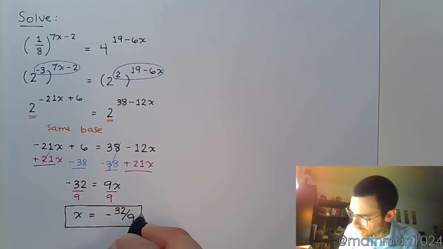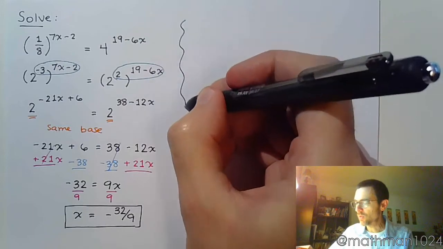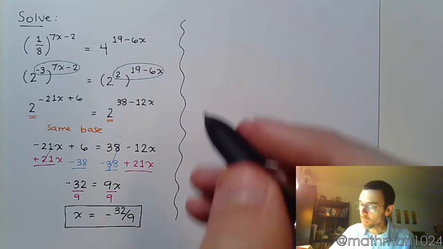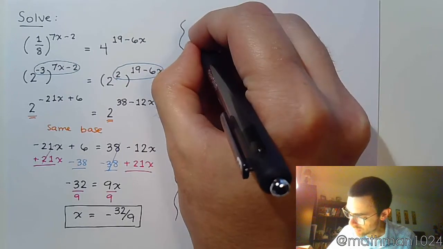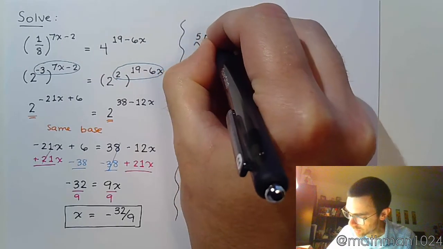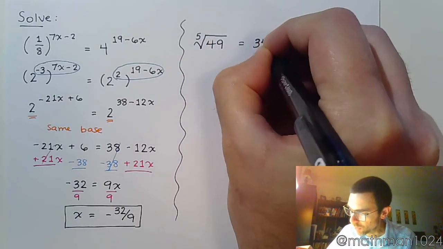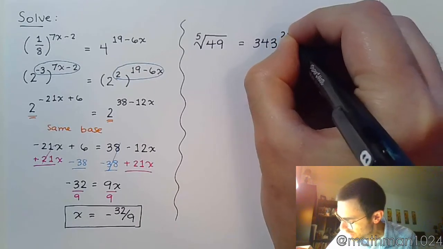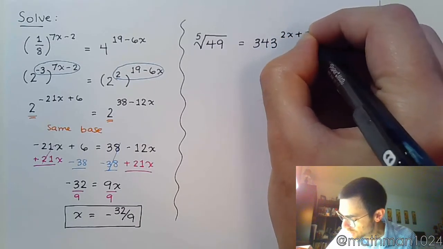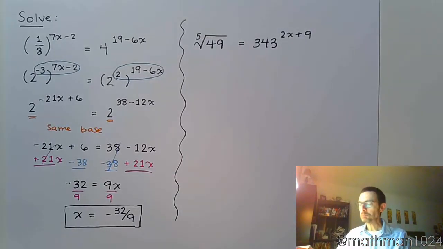We're not really trying to hurt you in any way, just getting you to rewrite each side so they have the same base. Now let's take a look at the next example that we have. The fifth root of 49 is equal to 343 raised to the 2x plus 9. Well, we have to find that common base. And if you look at something like 49, you know that guy breaks down to be 7 squared. So our hope is that we can somehow rewrite 343 as a power of 7.